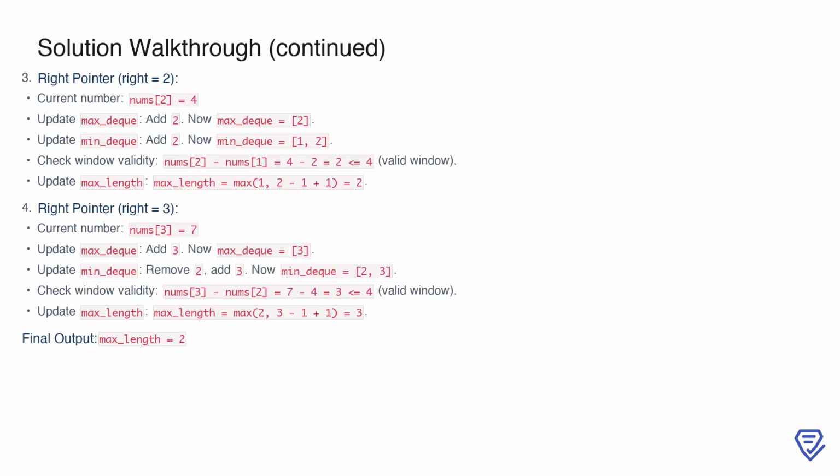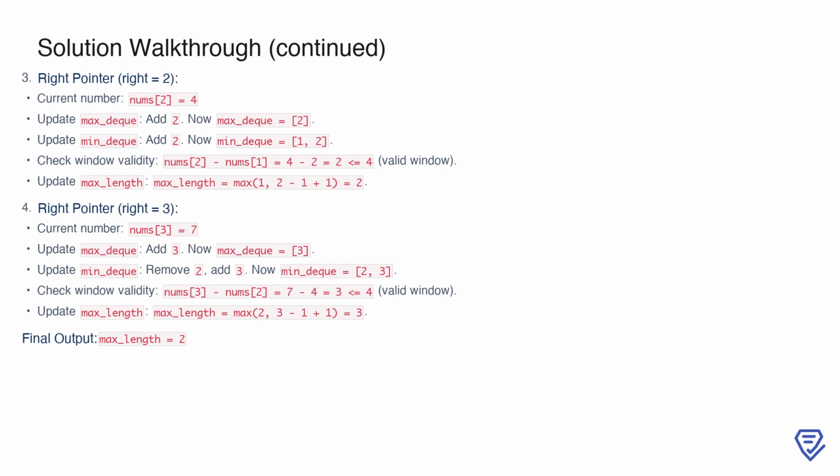At right equals 2, the current number is 4. We add its index to the max_deque, and since 4 is greater than 2, we remove 2's index, leaving only the index of 4 in max_deque. For the min_deque, we simply add the index of 4 because it does not disrupt the order. The absolute difference between the maximum and minimum values in the window is 2, which is within the limit, so the window is valid. We update max_length to 2, as the current window length is now greater than the previous maximum.